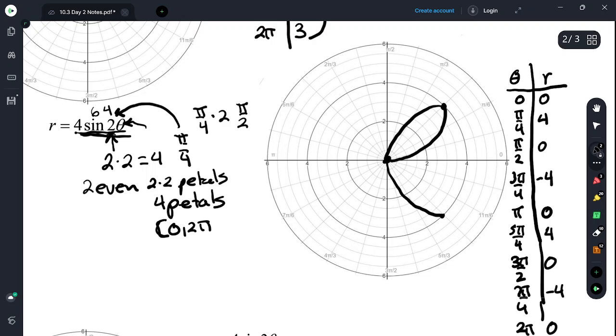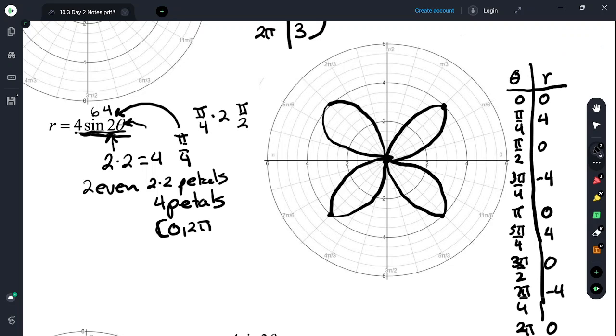Down here, pi is 0. So pi is 0, like that. 5 pi over 4 is 4, so then it loops around over to here. 3 pi over 2 is 0, back to 0 when we get to 3 pi over 2. 7 pi over 4 is negative 4, so that's up here. There's this half of the petal. And then 2 pi is back to 0, and we got the 4 petals of the rose.